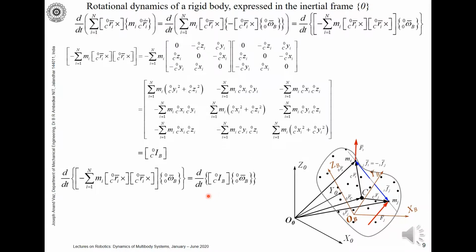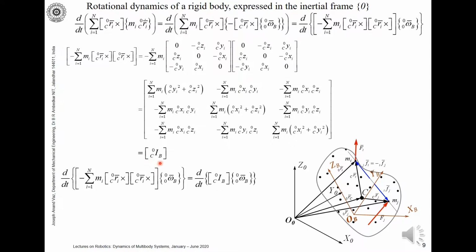You can see that this has similarity to the translational motion, where you are dealing with the rate of change of a particular momentum, which was the linear momentum. There you had mass multiplied by the velocity. But here, instead of mass, you have the inertia tensor, and instead of the velocity, you have angular velocity. This product within the curly brackets is called the angular momentum.